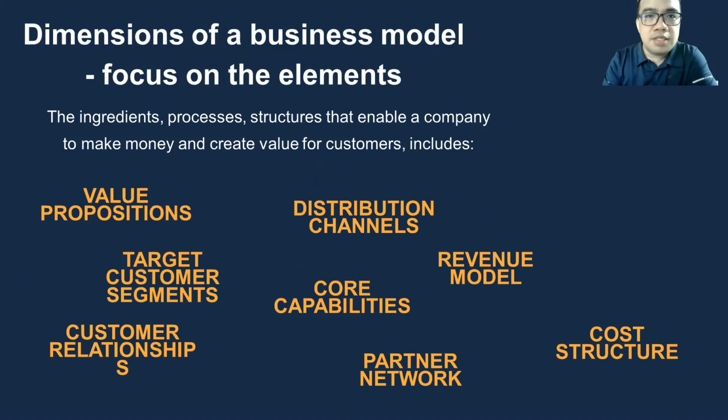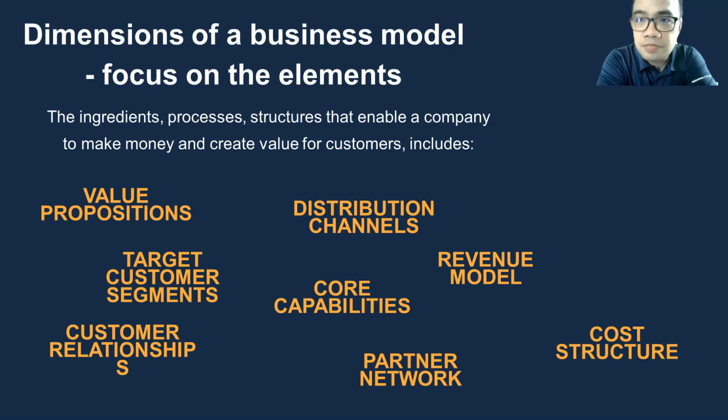Okay. So we go to textbook cases now. Some dimensions of business focus on the elements, right? The ingredients, processes, and structures that enable a company to make money and create value for customers include, number one, and this is the most important part, I think, the value proposition. We will discuss a bit more on this. Actually, today is dedicated to that. So this is very important. We will always be talking about this. What will be the value that the customer gets from you in your products or services?